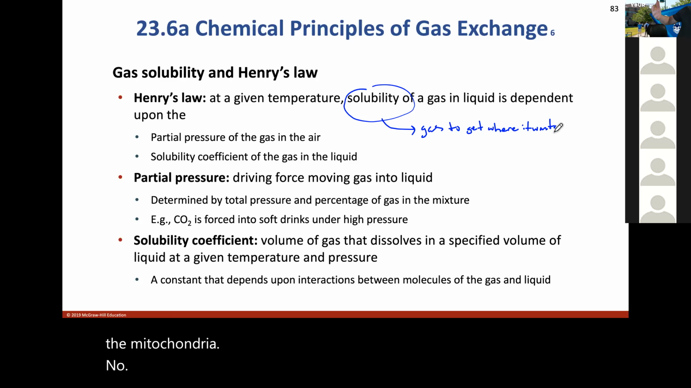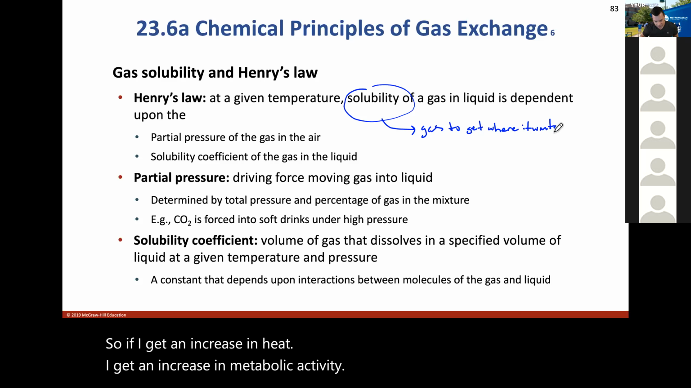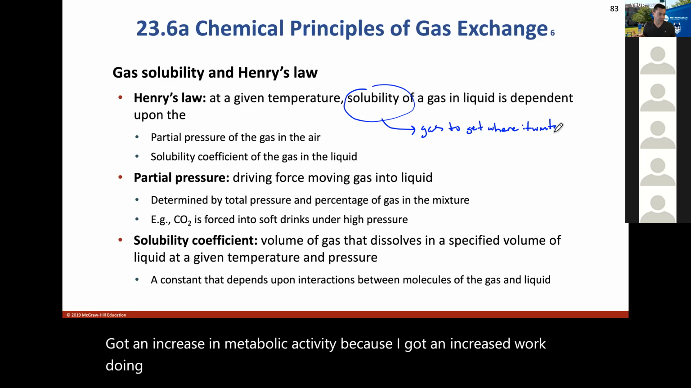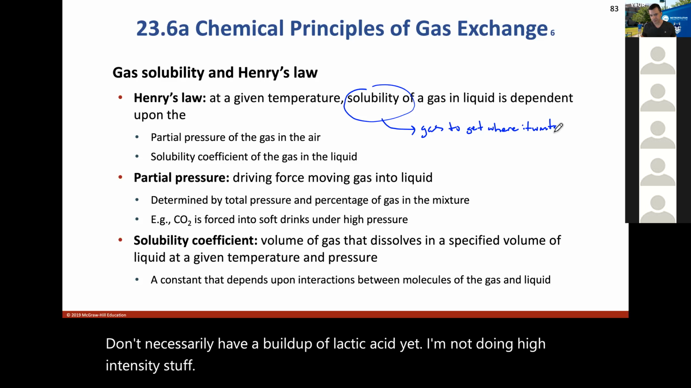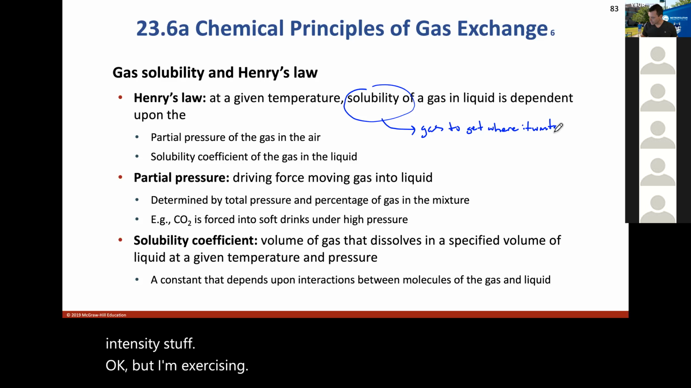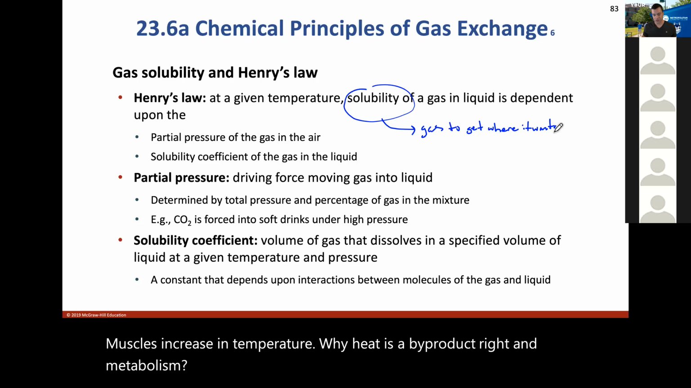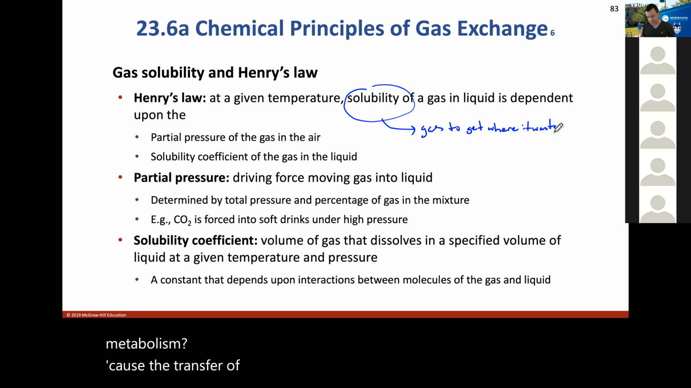So if I get an increase in heat, I get an increase in metabolic activity, because I've got increased work. I'm contracting. I don't necessarily have a buildup of lactic acid yet, because I'm not doing high intensity stuff, but I'm exercising. Muscles increase in temperature. Why? Heat is a byproduct of metabolism, because the transfer of energy from one form to the next is never 100%. You always give off some of that as heat.